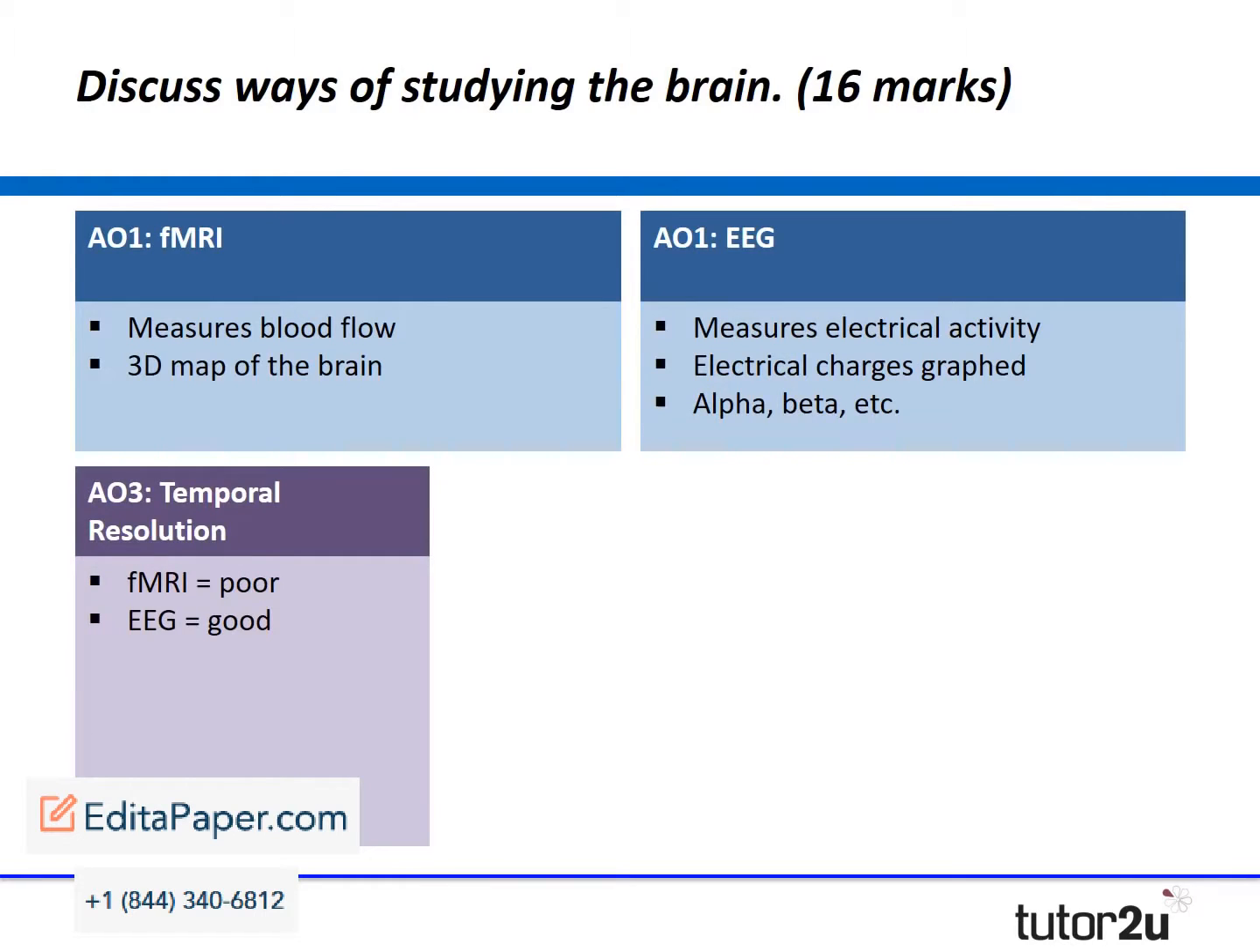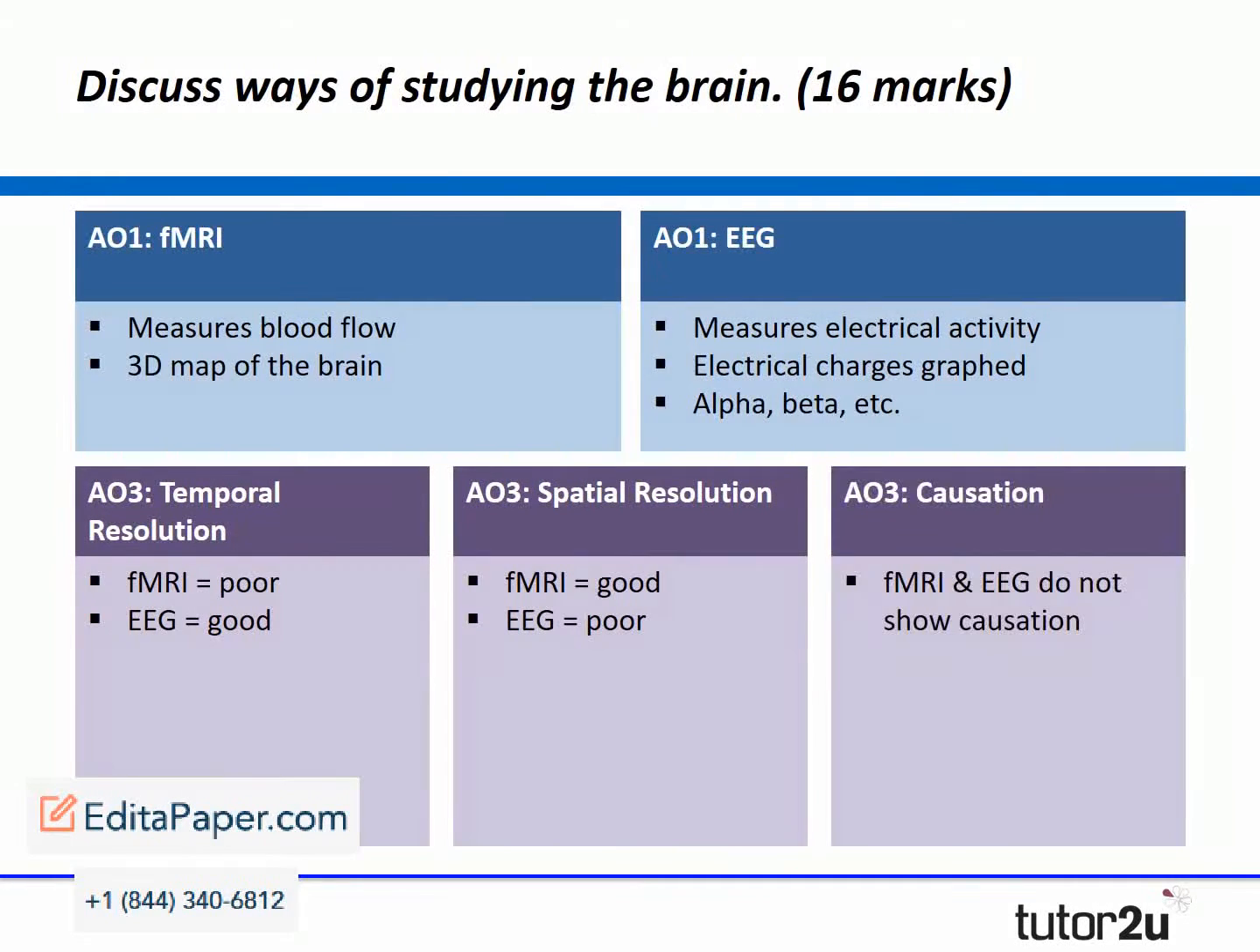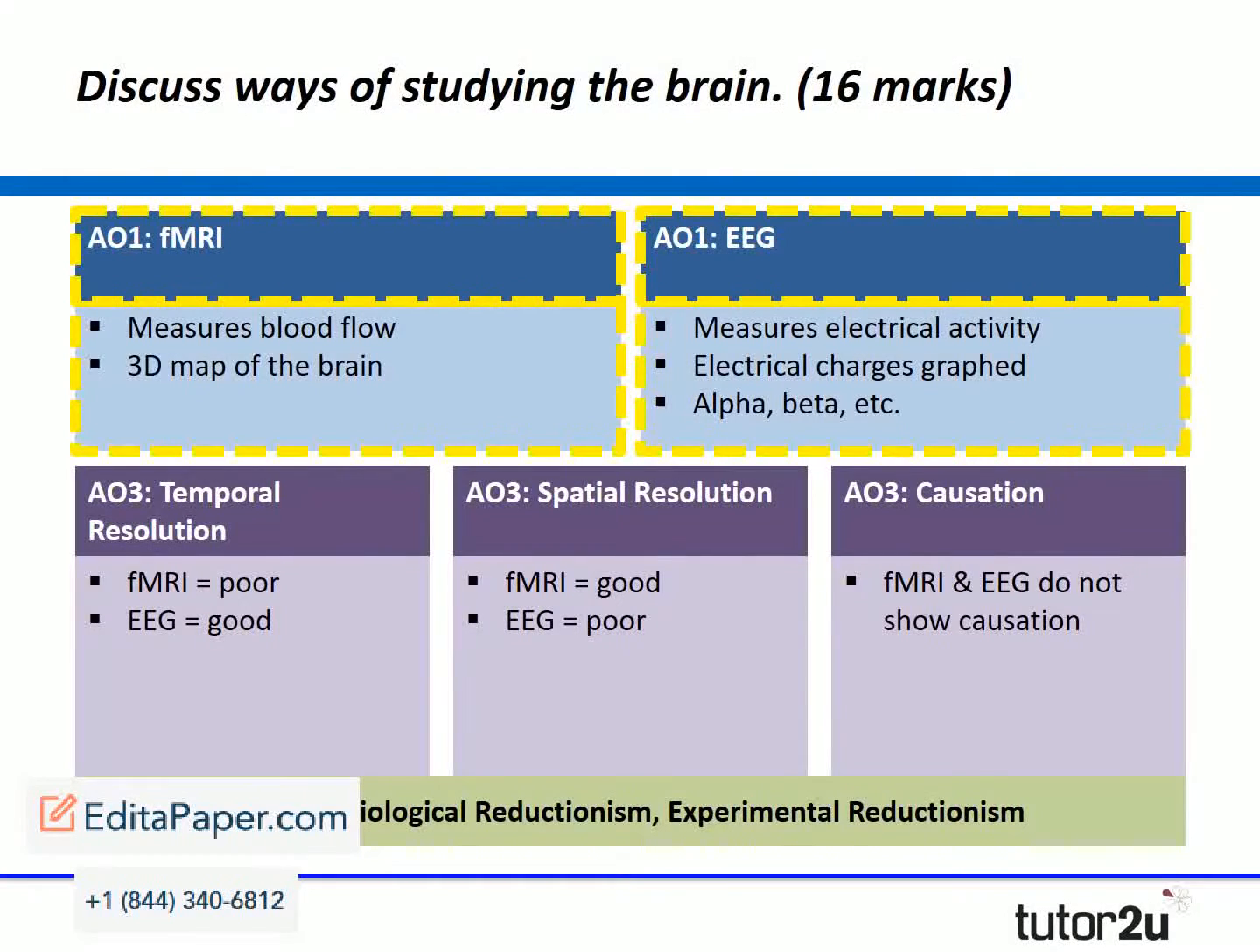Then you might evaluate in terms of temporal resolution, where you say fMRI has better temporal resolution than EEG. You might evaluate in terms of spatial resolution, where this time round you'll say that fMRI has better spatial resolution than EEG. And then finally, you might talk about causation and the fact that fMRI and EEG do not show causation particularly well. If you've got time, you might embed some issues and debates, and the idea of biological reductionism and experimental reductionism work really nicely here.